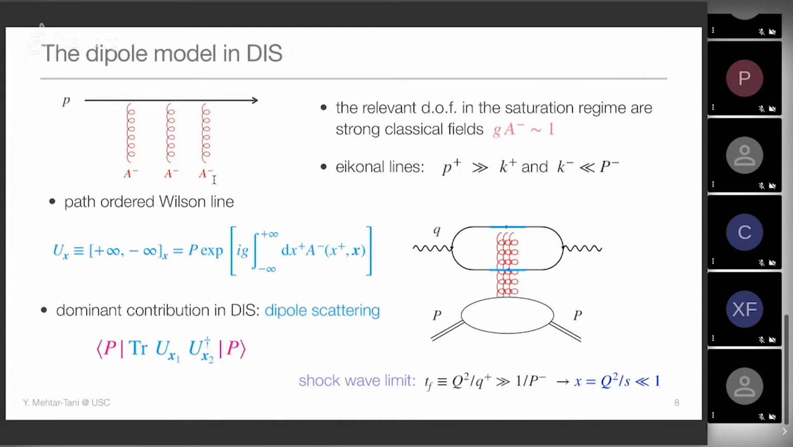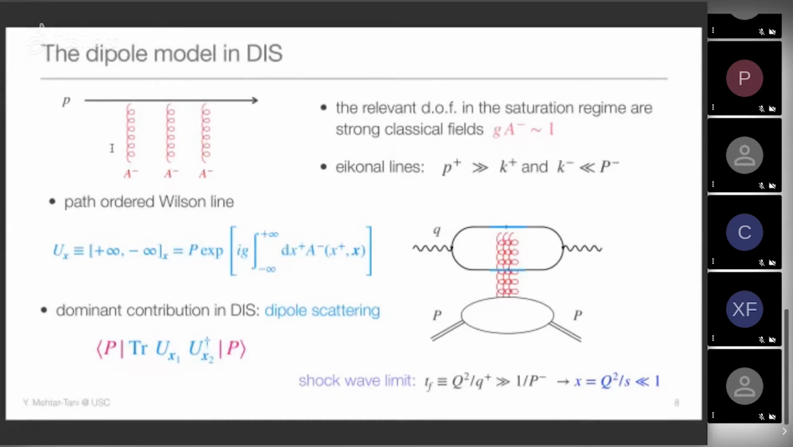And because you have a strong field, remember we have a lot of gluons, of course, they generate a strong field at small x, and the coupling constant is g, so this is of order 1, so you'll have to resum multiple exchanges, multiple interactions with the target.